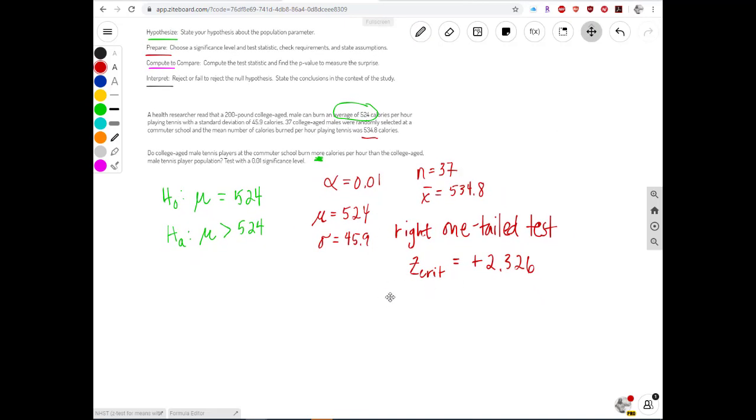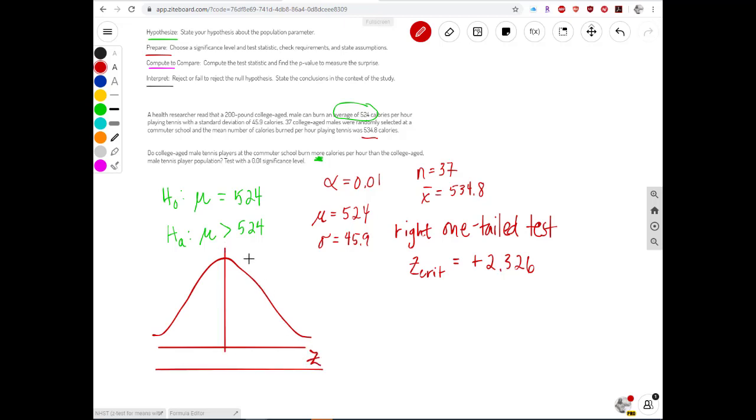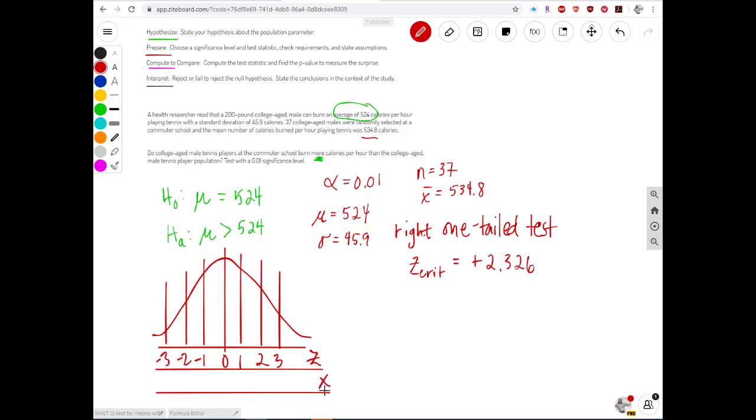And here is my model, in red. My curve, and here are my z-scores. Okay, so here's my model. I've got my z-scores. I know that when I start making this, 524 is going to be in the center because it's going to reflect what we know from the population. But the problem is I don't know if my data is normally distributed. It doesn't say anything about normality. So I need to check it with the conditions of the central limit theorem for means.